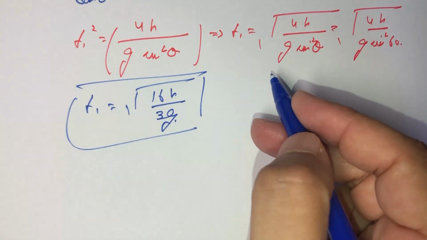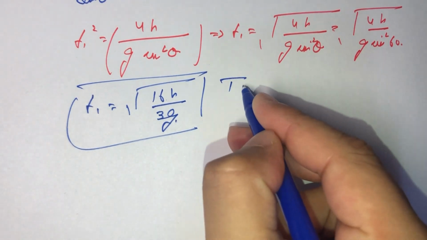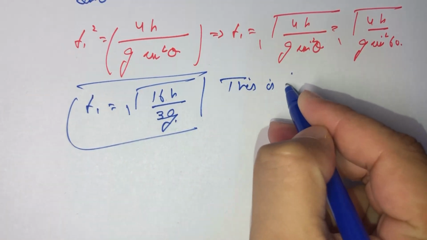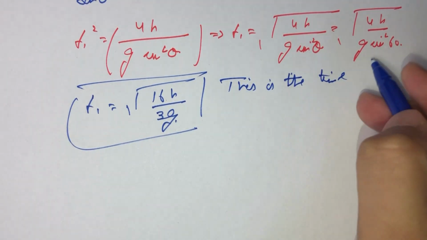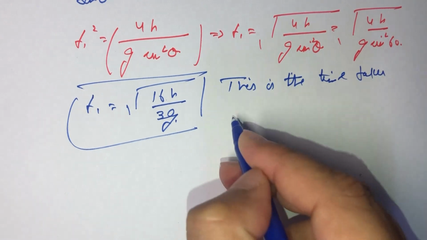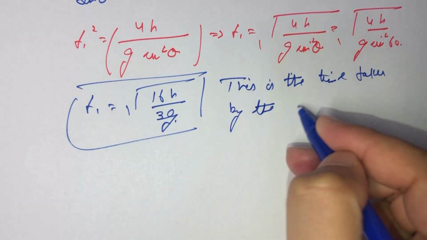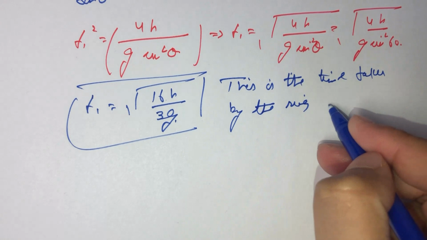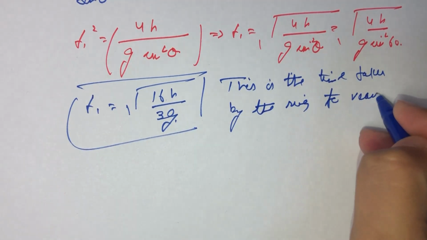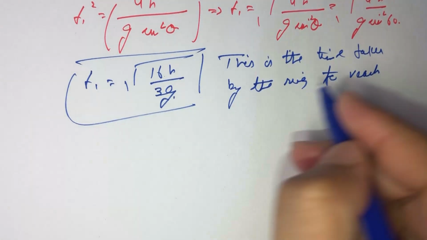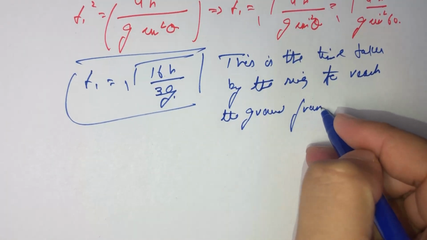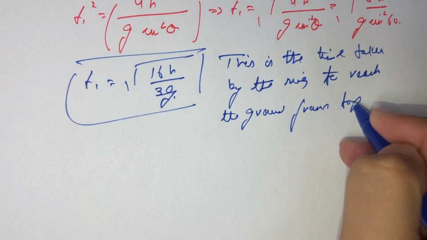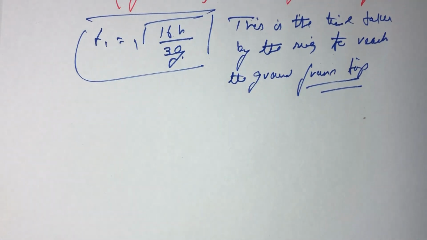You can see this is the time taken by the ring, sorry, not disk, by the ring to reach the ground from the top. Similarly, we are going to solve it for the disk also.